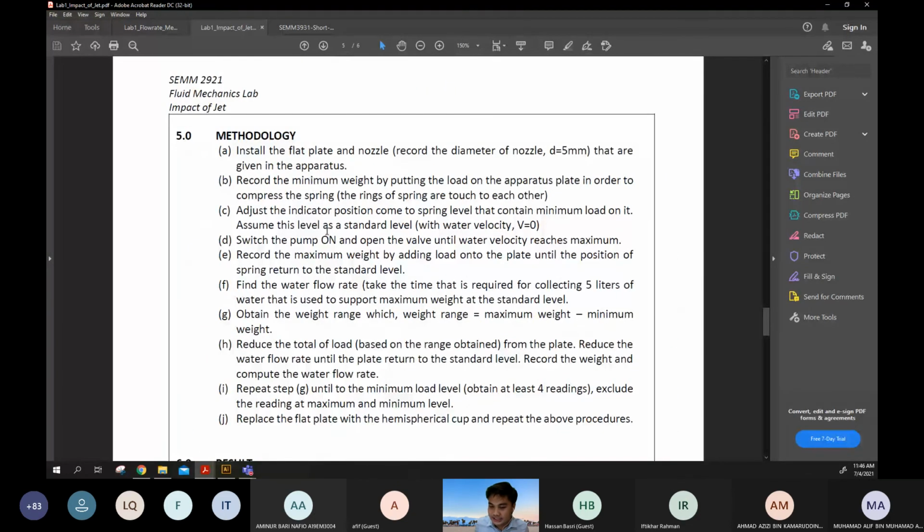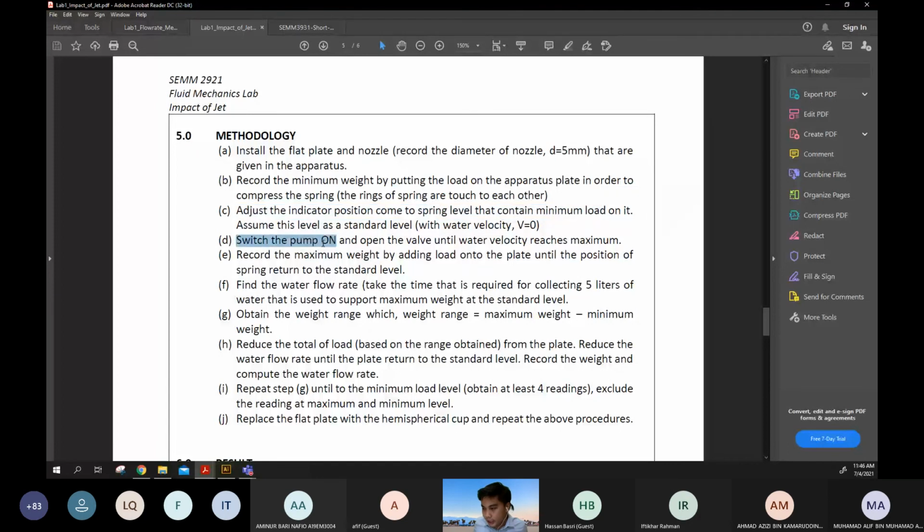So this is the methodology section where first you need to install the flat plate and the nozzle. This is all the setup. Secondly, record the minimum weight by putting the load on the apparatus plate. That means after you set up all the devices, you close the flat plate, close the cylinder, and then put the minimum weight. Then adjust the indicator position to the spring level. This we're going to see later on the video. That contains the minimum load on it.